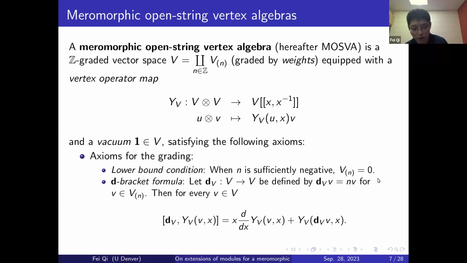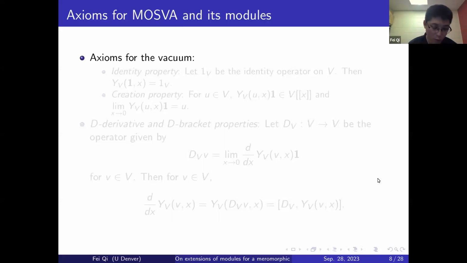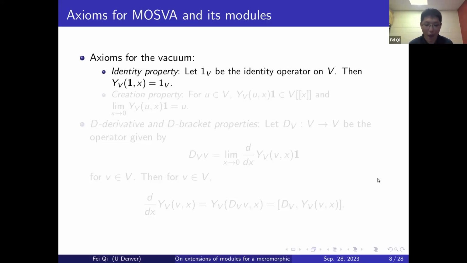You can think of it as needing an L0 operator, but that is not necessarily coming from a conformal element. It simply comes from the grading. All right, and also, as with regular vertex algebras, we require the axiom for the vacuum. We require that the vertex operator associated to the vacuum acts as the identity. And we also require the creation property.